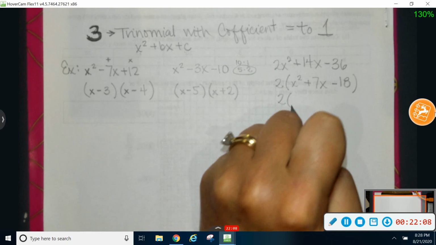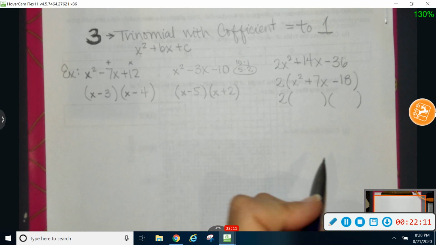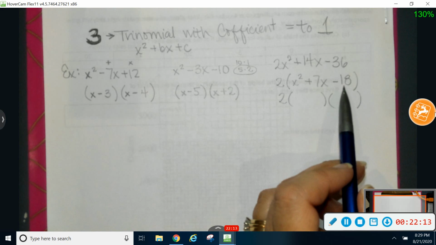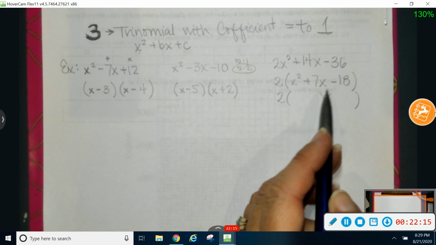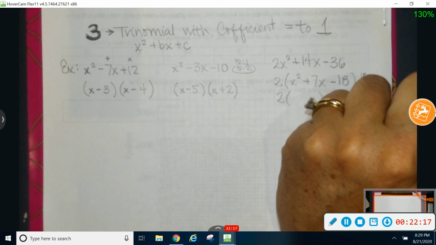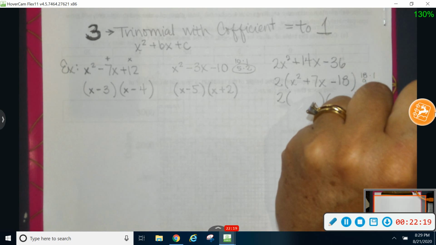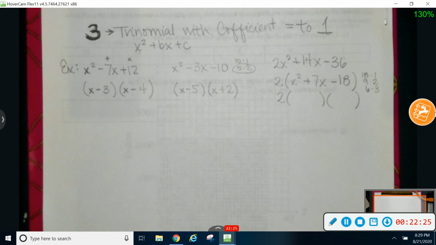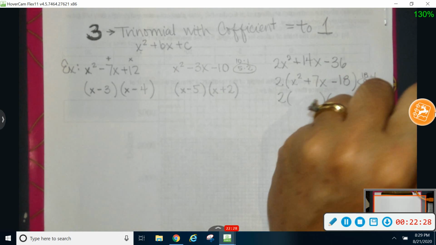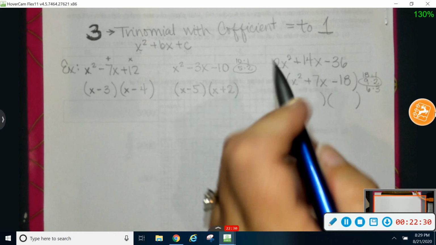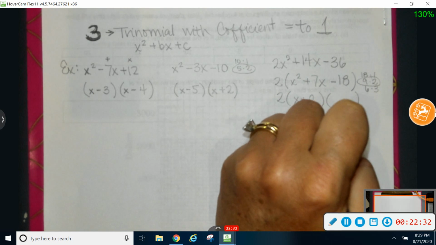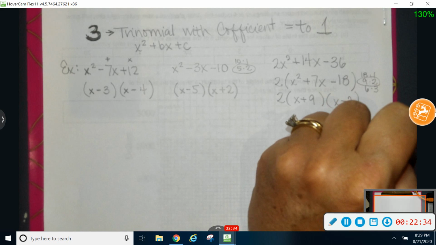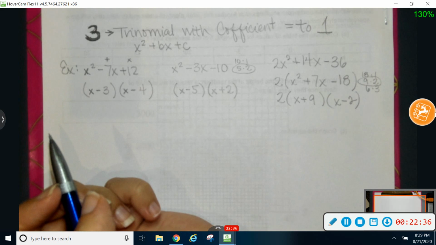But am I done factoring? Should at least look into it and see if I can do more. Is there anything that multiplies to be 18, adds to be 7? So we got 18 and 1, 9 and 2, 6 and 3. Any of those combinations take me to 7? Yes, 9 and 2. I want it to be a plus 7, so it looks like I'm going to let the 9 carry the plus and the back carry the minus, minus 2.